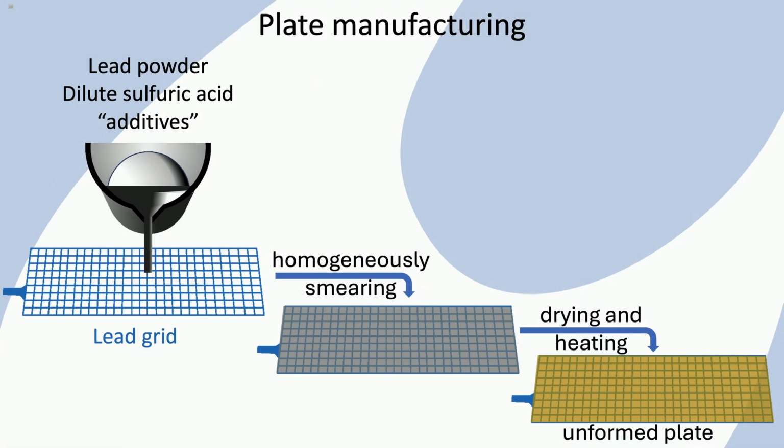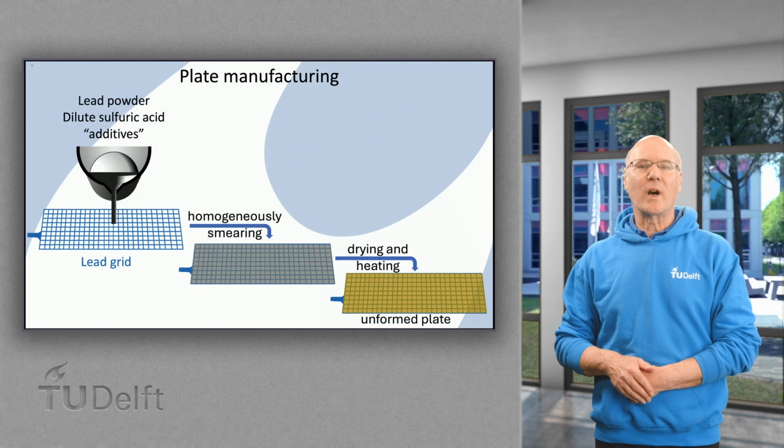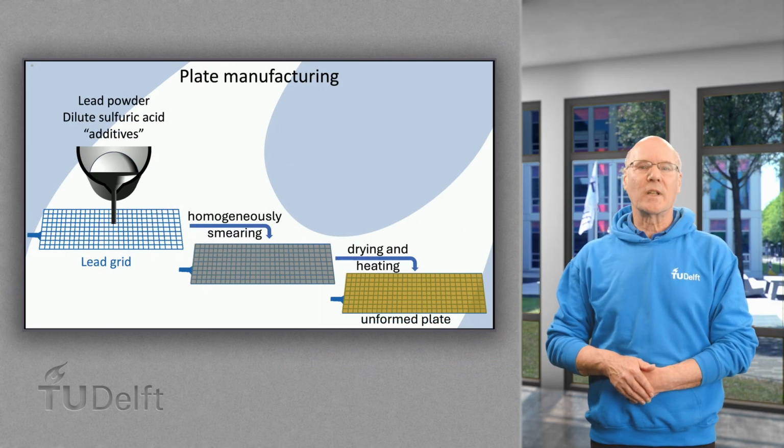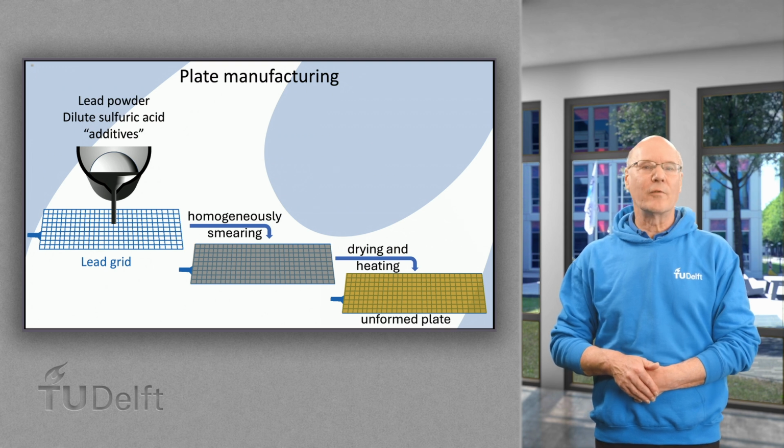Lead powder is mixed with diluted sulfuric acid, and important additives are homogeneously smeared on the grid surface. This then will be dried to finally solidify the layer to create the unformed plate.